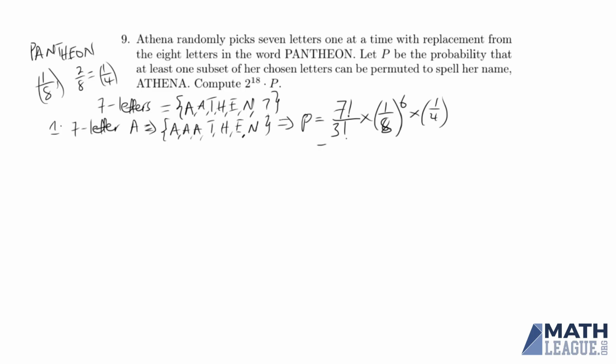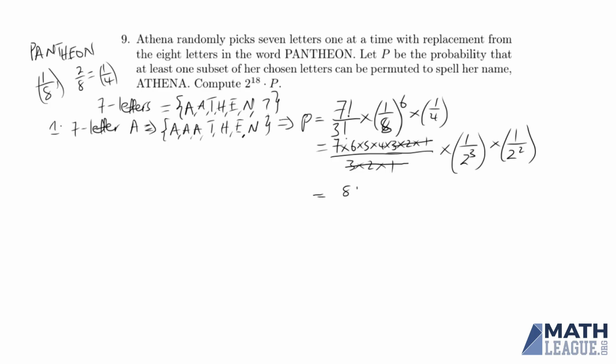Now notice something. 7 factorial over 3 factorial is 7 times 6 times 5 times 4 times 3 times 2 times 1. That is how we do factorial. Then 3 factorial is 3 times 2 times 1. Multiply now. Notice that 1 on 8 is the same as 1 over 2 to the power 3, and 1 over 4 is also 1 over 2 to the power 2. Now look, this 3 times 2 times 1 cancels, and we are left with 7 multiplying 6 times 5 times 4, which is equal to 840 times. Don't forget we have to the power 6.